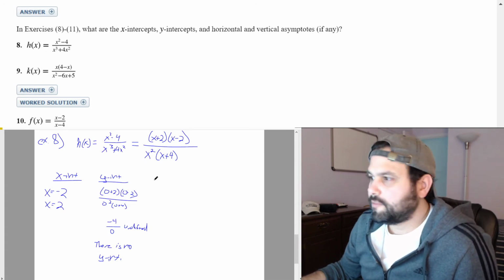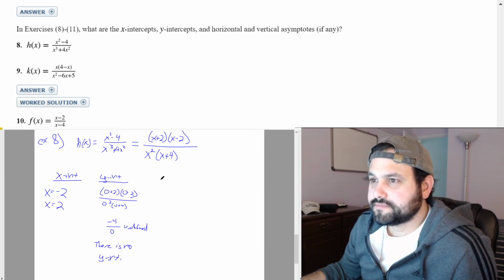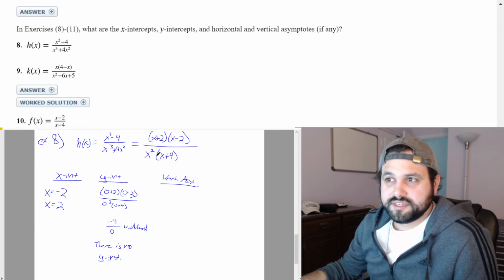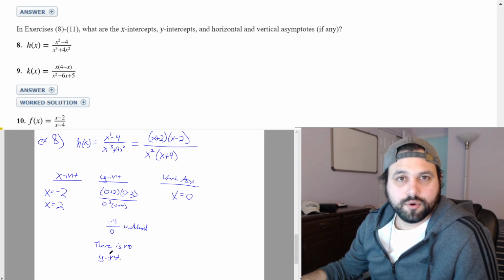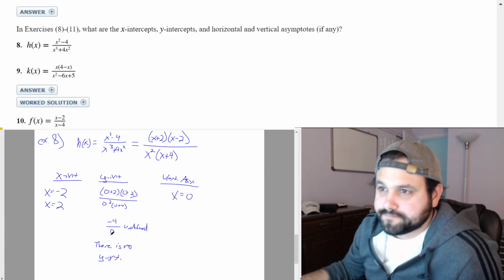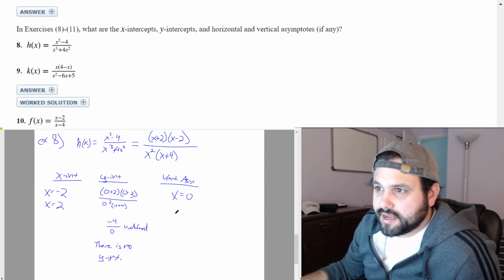Interesting. How about the vertical asymptotes? Vertical asymptotes, set the denominator equal to 0. So what are the zeros of the denominator? Well, x squared, that means x equals 0. And so now we see why there's no y-intercept. It's because there's a vertical asymptote there at x equals 0. And at x equals negative 4.